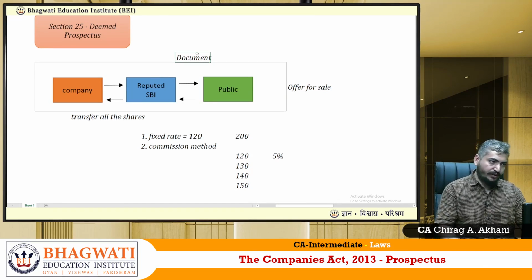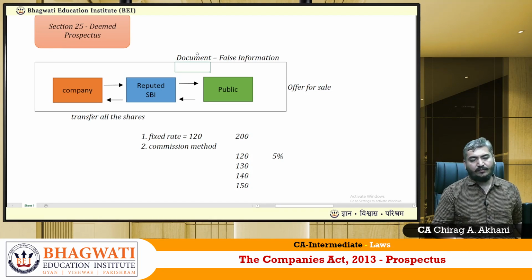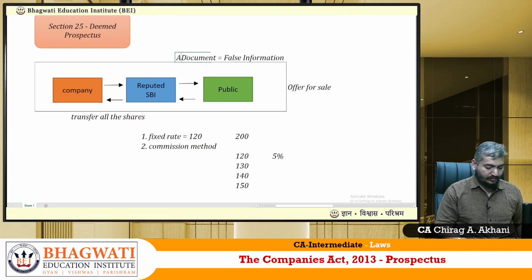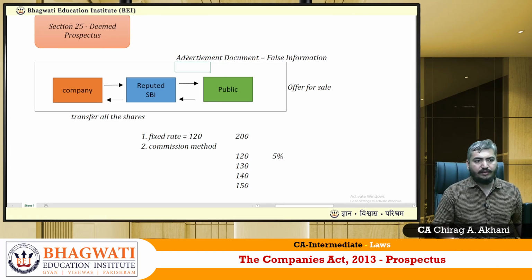Obviously, State Bank of India will take and acquire the company's details and then it will forward them to the public. And my question is, what if this document contains some false information? The question is whether the company and the State Bank of India are liable for this or not. That's the question. Or in other words, I want to say, do all the provisions of the prospectus chapter apply on this advertisement document or not? Okay, let me make it more precise.